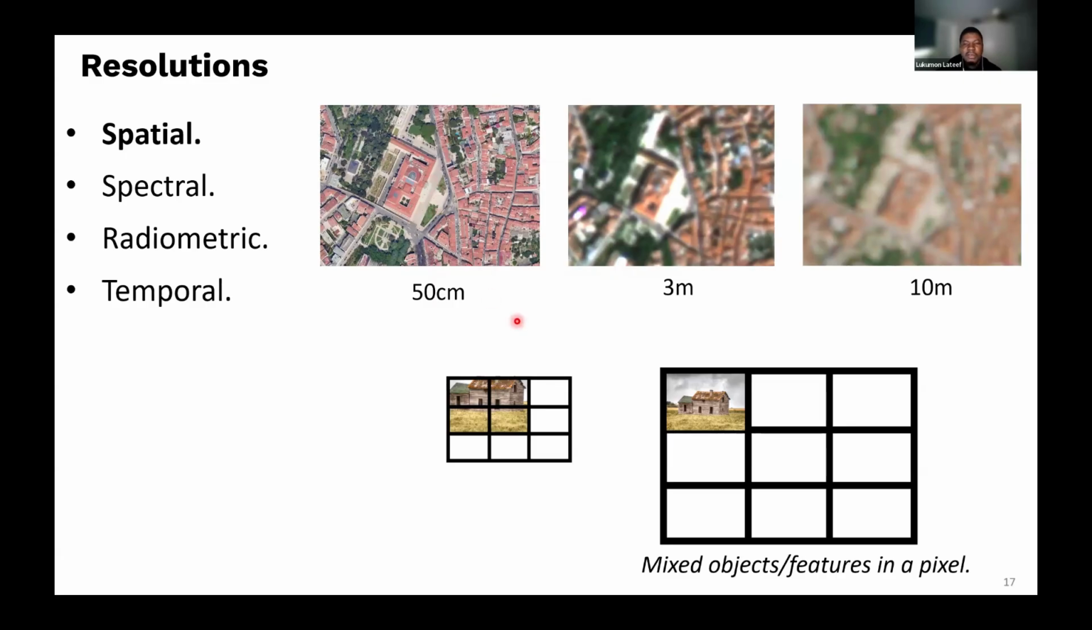So what that means is that, for example, let's say this is a 10-meter pixel size. This means that the minimum size of feature that can be represented here is 10 meters. But in the case where the resolution is about 50 centimeters, this means that the minimum size of feature that can be represented in a single pixel is 50 centimeters. And this enables us to see features in very fine detail and distinguish the features.